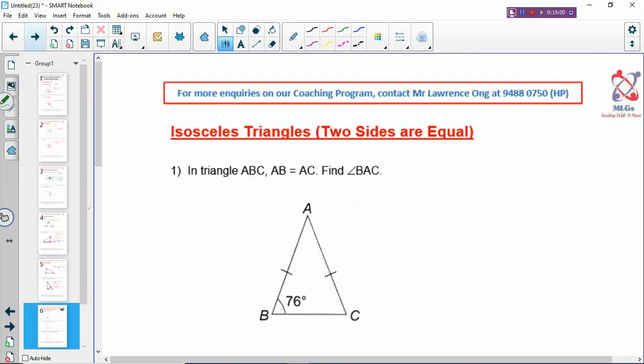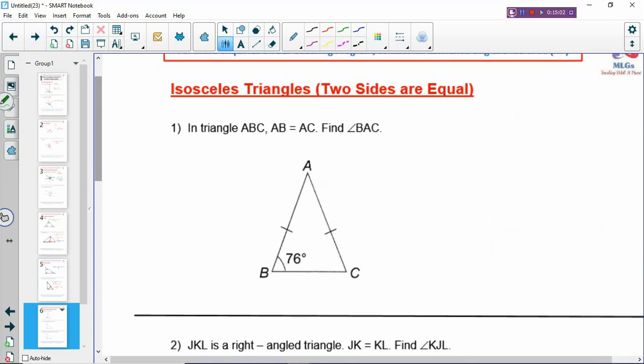So now you have the isosceles triangle. What do you mean by isosceles? It means that two sides of the triangle are equal. For example, if you read in the question that AB is equal to AC, there are two markings here. It tells you that this side and this side are the same, they are equal in length. Now because of that, there must be two angles which are also equal.